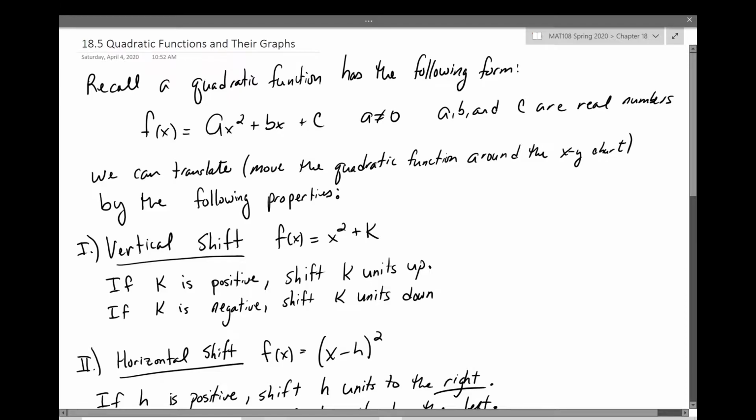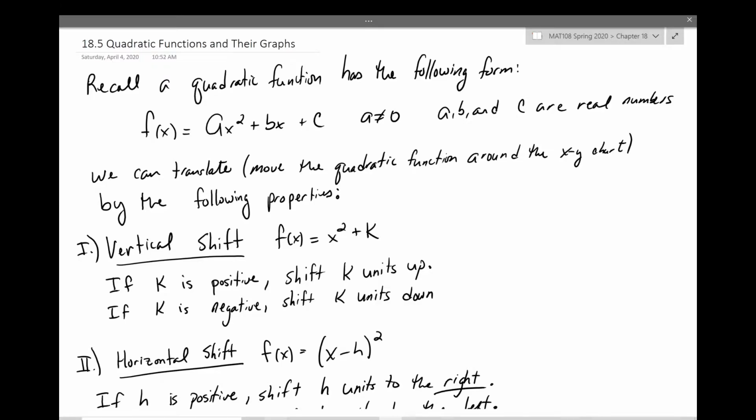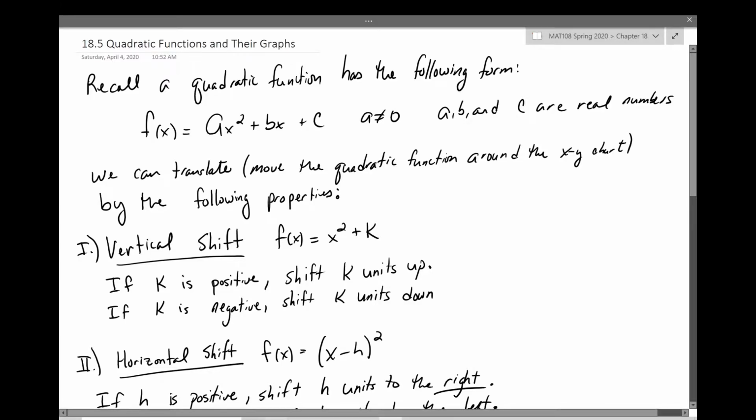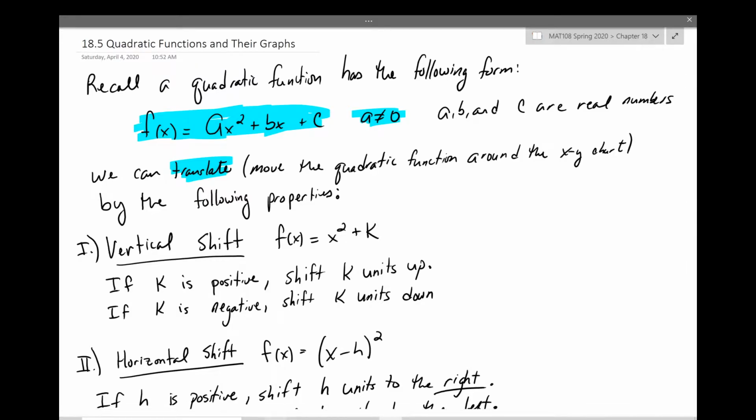okay? So I'd like to start off with just defining a quadratic function. We know that a quadratic function has the following form. This is important. So it's f of x equals ax squared plus bx plus c. We know a is not allowed to equal 0, and a, b, and c are going to be real numbers. Now, the goal for this section is we're going to translate, which means we're going to move that quadratic function around the xy chart, okay? And we do that using the following properties, okay?